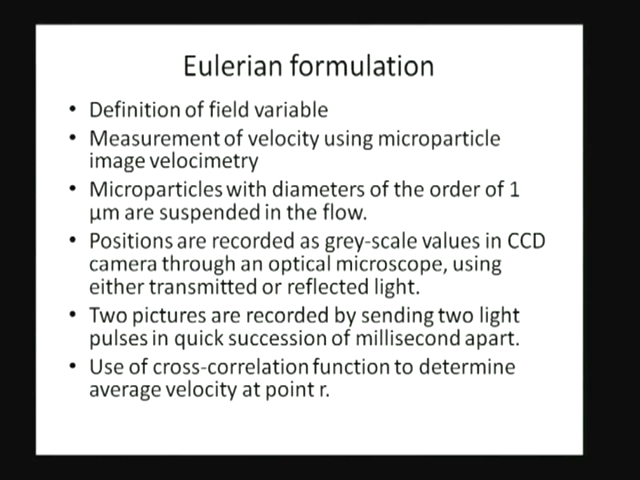The way this technique works is that microparticles with diameters of the order of 1 micron are suspended in the flow. There would be a CCD camera that records, through an optical microscope, the transmitted or reflected light. Two pictures are recorded by sending two light pulses in quick succession, a millisecond apart. Then a cross correlation function is used to determine average velocity at point r.